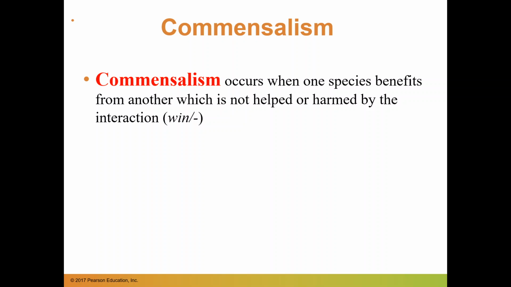There you go. A tree providing shade. It costs nothing for the tree to provide the shade. An organism resting under a tree would benefit from the tree having nice shade, but it would not be harmed or helped by the organism that's getting the shade. But the shaded organism is happy. That's a good one.